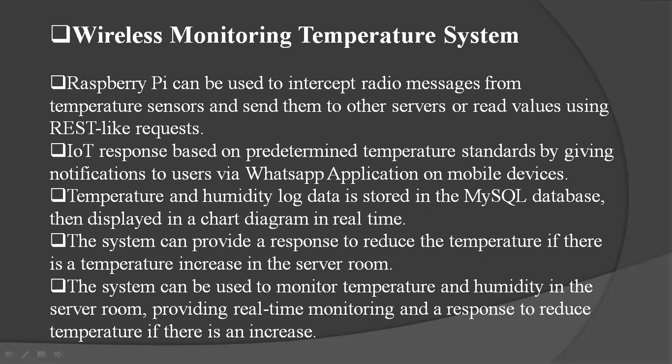The system will be used to monitor the temperature and humidity in the server room, providing real-time monitoring and a response to reduce the temperature if there is an increase, and if there is a decrease, we can even increase it, as we have the data that we want. So this is how, from the Raspberry Pi, we are going to implement the wireless monitoring temperature system as we discussed.